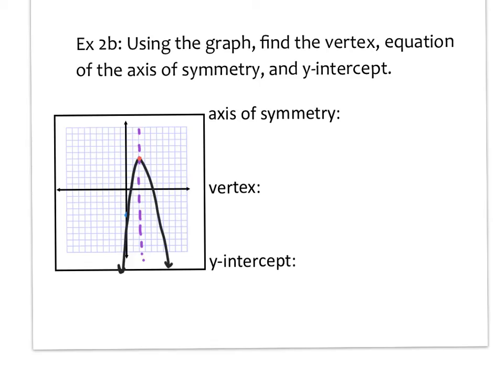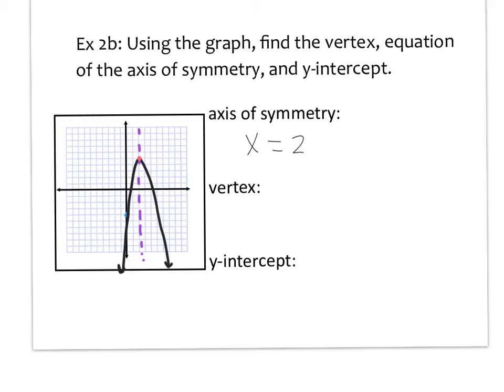2b is very similar to 2a, and we just need to figure out the missing pieces of the graph of a parabola. The axis of symmetry is already drawn in for us, that dashed line that goes through the vertex and cuts the parabola in half, and here it is over 2 units. So it would be x equals 2. Again, it's in the form of a line.